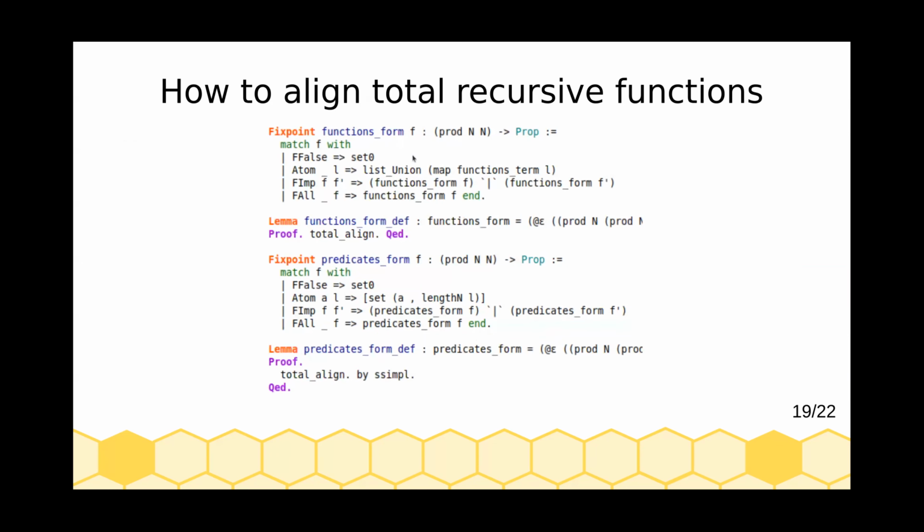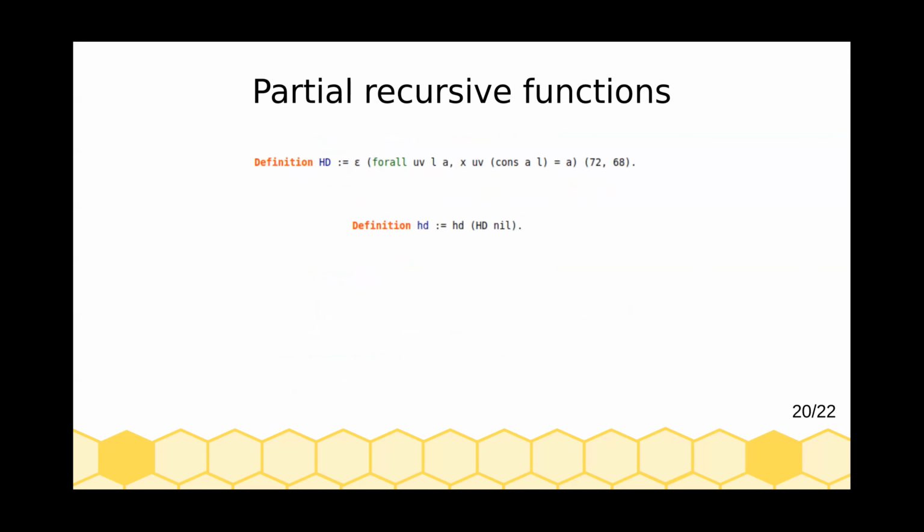If you take a formula and want to see all functions or predicates in it, you can define it recursively, and again, the alignment is automatic. Except there, this is just because the definition is actually a little bit different in terms of set definitions, but that's not very important. Okay, so once we do that, let's talk very briefly about partial functions.